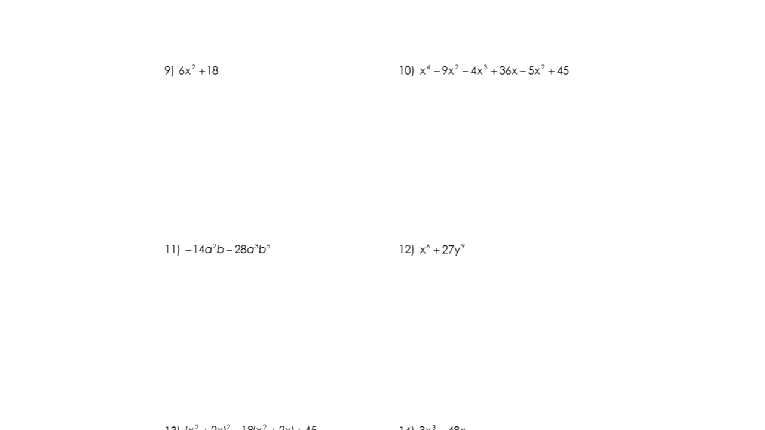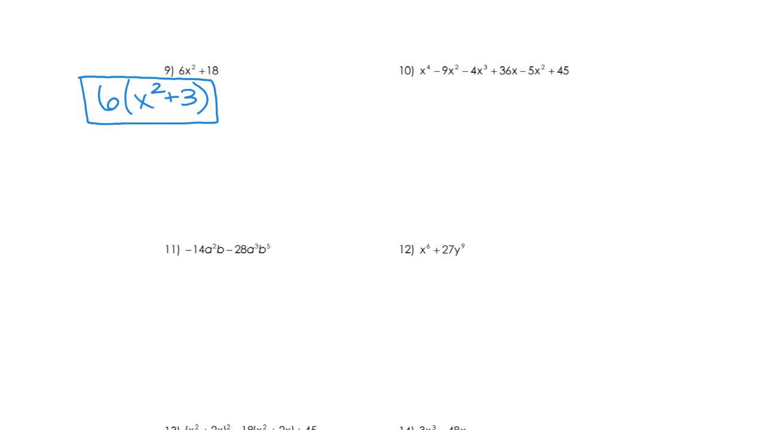Okay, here we are on the back side, and we have more factoring to do. Number 9, first type of factoring we check for, greatest common factor. 6 does go into 18, and so we're going to go ahead and pull 6 out. Leftover would be an x squared plus 3. And that cannot be factored anymore. So that one was a nice little one.